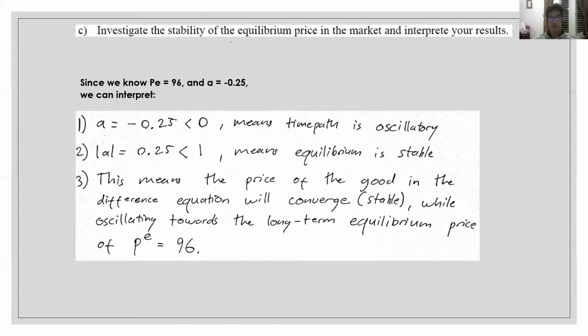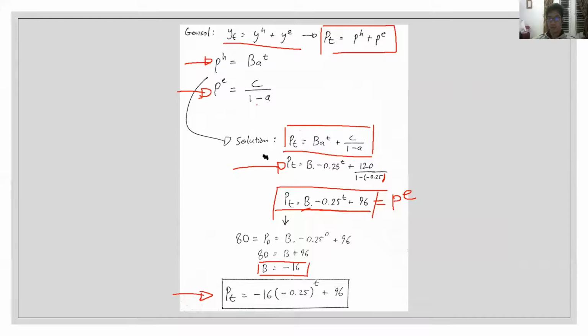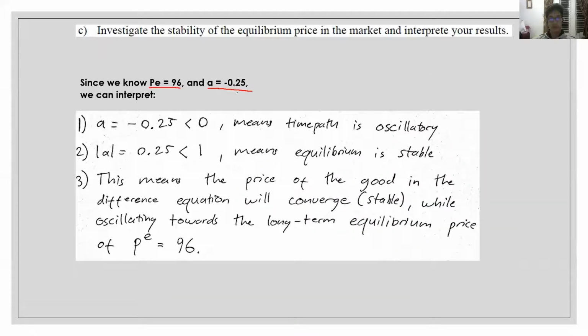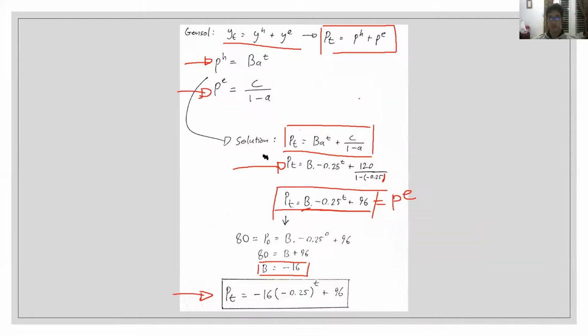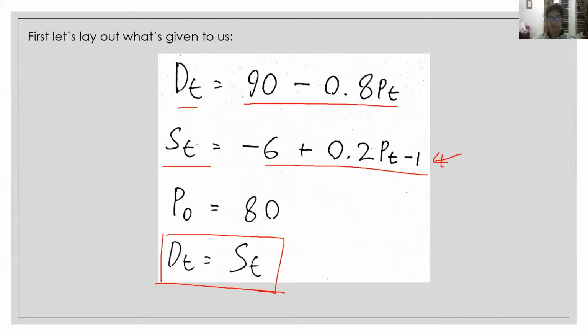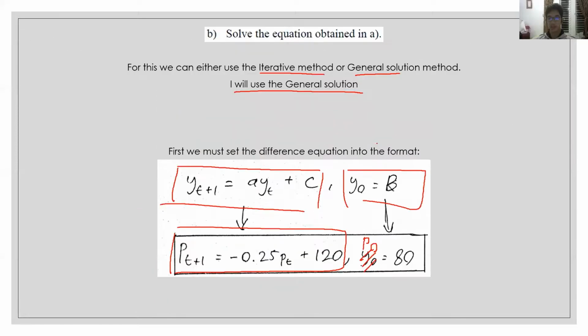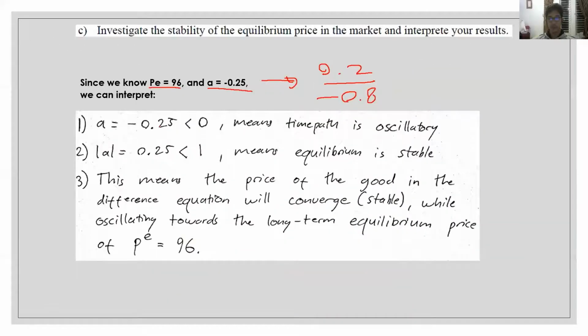Now, we can investigate the stability of the equilibrium price in the market and interpret our results. So since we know P_E is equal to 96, right here, and also alpha is equal to negative 0.25. Alpha is actually determined by, if I was not mistaken, 0.2 divided by negative 0.8. We get this from the beginning, actually, from our D_t and S_t right here. So these two, we divide them with each other, and then we get our alpha.